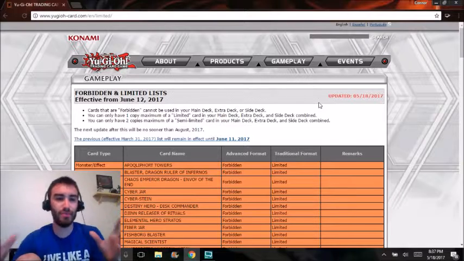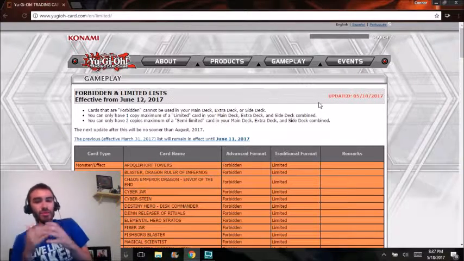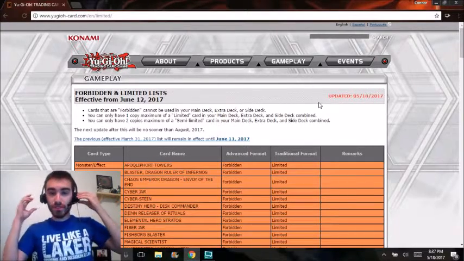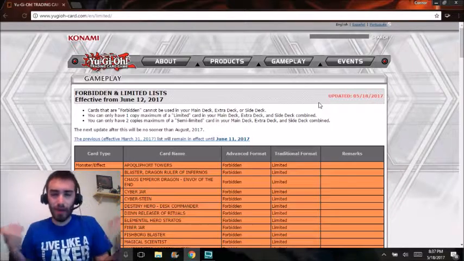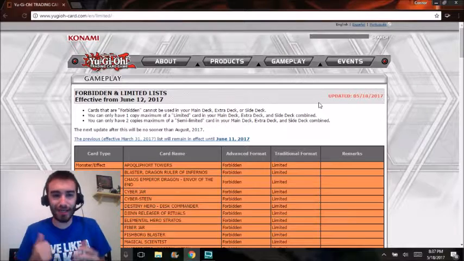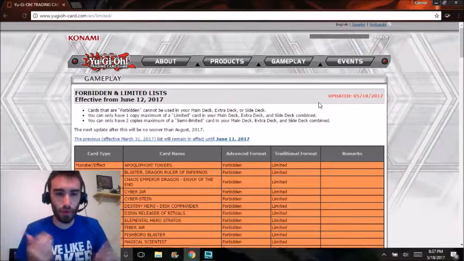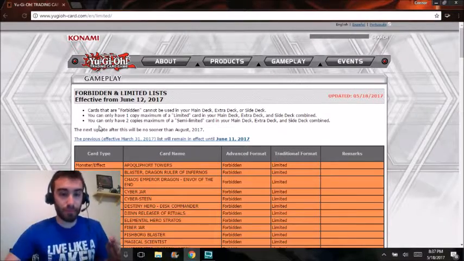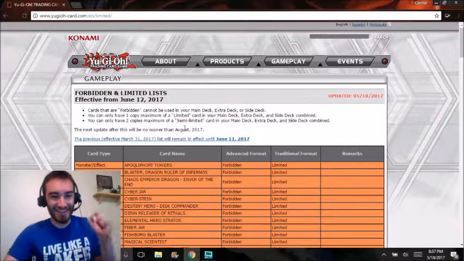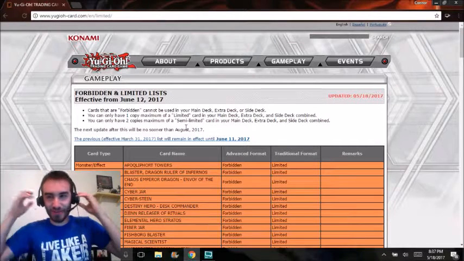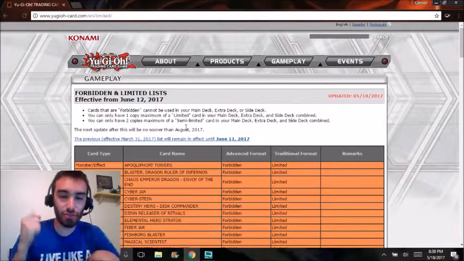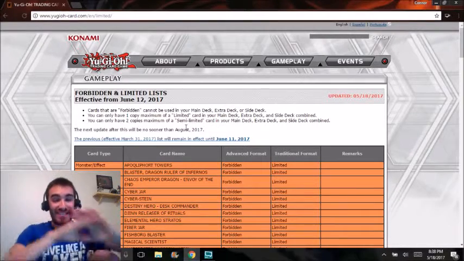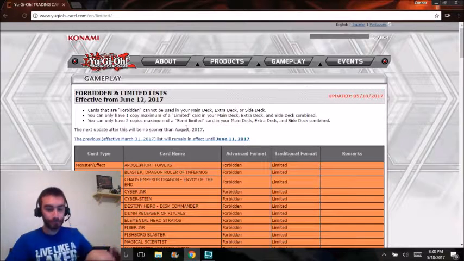So here's the ban. This looks like an actual ban list, and this was what a lot of people were saying when the emergency ban list came out. They were like, why did he do an emergency ban list when there hadn't been a ban list in a while? We were due for a ban list, and they said they do ban lists whenever they want to. The previous, effective March 31st, 2017, which was less than 2 months ago, will remain in effect until June 11th, 2017. This is not an emergency ban list.